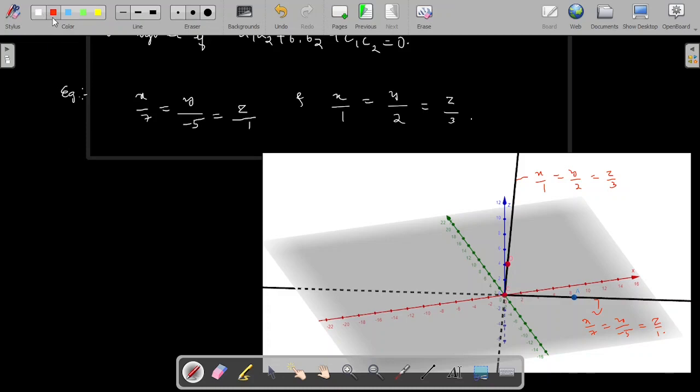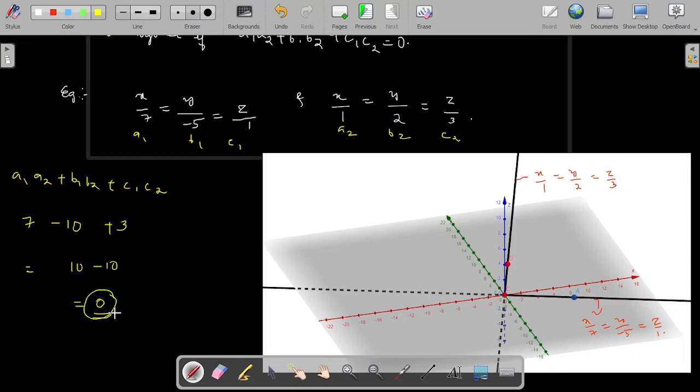Now algebraically, to prove it, you need A1, B1, C1, these are the direction ratios of the first line, and A2, B2, C2. Let us check A1 A2 plus B1 B2 plus C1 C2. So 7 into 1, 7, minus 5 into 2, that is minus 10, then 1 into 3, plus 3. So 7 plus 3 is 10, minus 10, that is equal to 0. So we got the required condition, hence we can conclude that the two lines are perpendicular to each other.